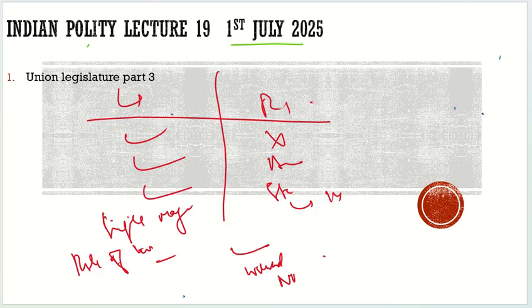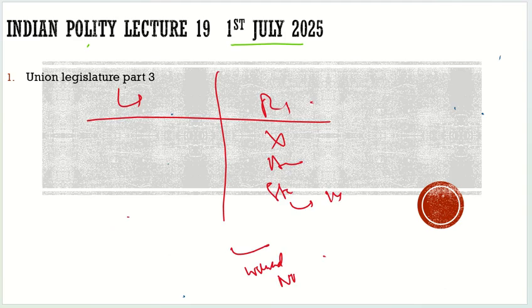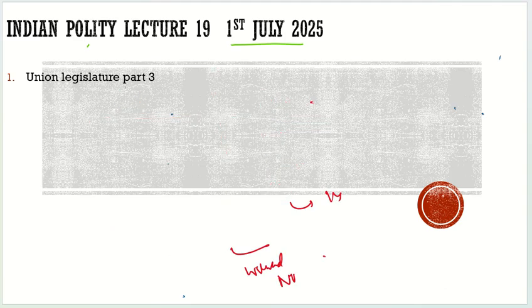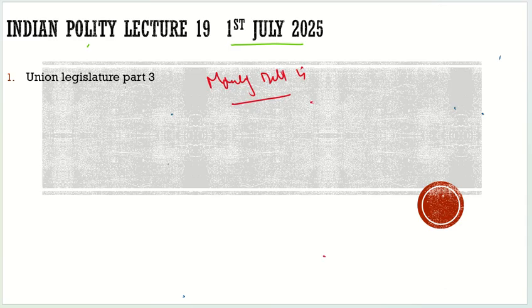Now let us discuss what Article 110 says. Let's try to discuss that. This is the procedure of the money bill, but we did not understand what a money bill is. Let's try to understand what this money bill is through Article 110. Article 110 of the Indian Constitution defines a money bill.